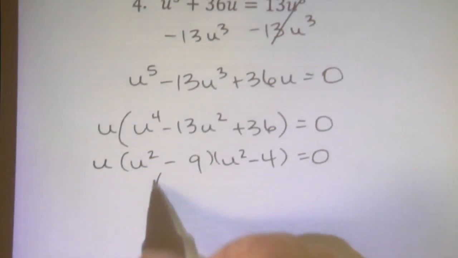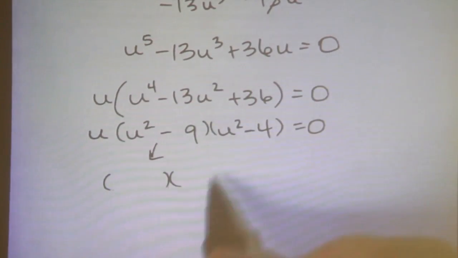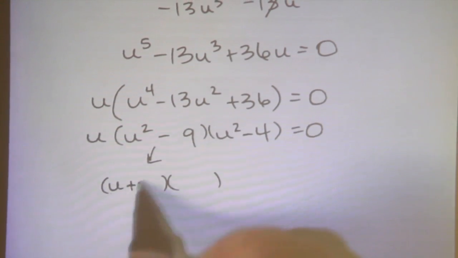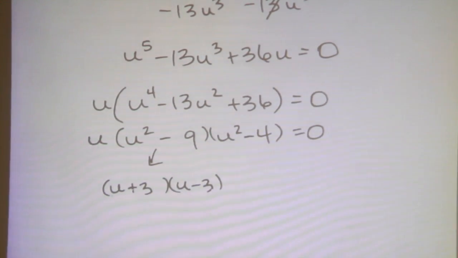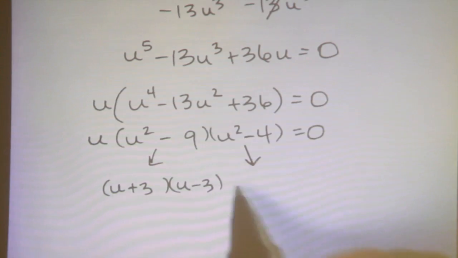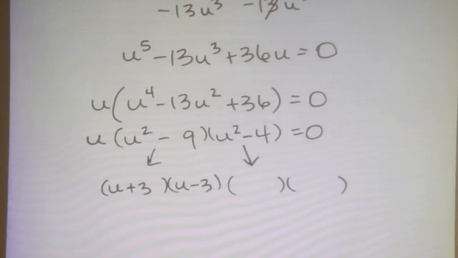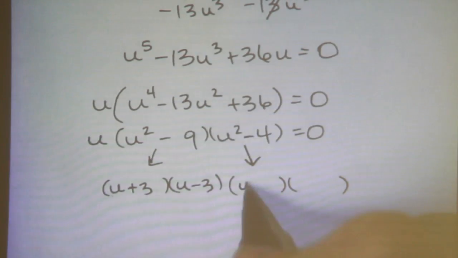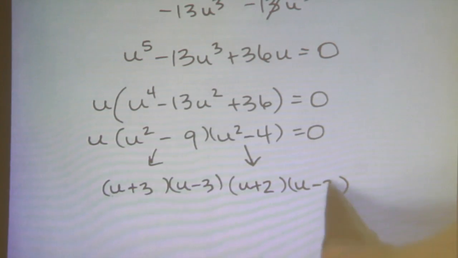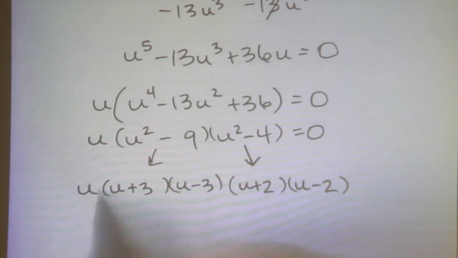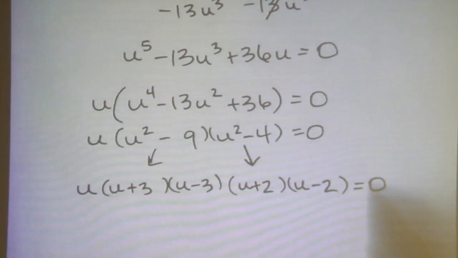Okay, so this breaks down into two parentheses. You get u plus 3 and u minus 3. This breaks down into two more parentheses, and you have u plus 2 and u minus 2. Again, don't forget that GCF. It's set equal to 0.